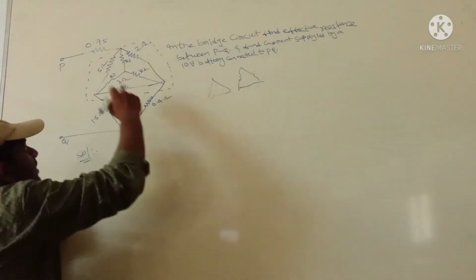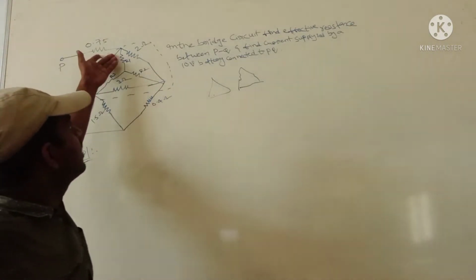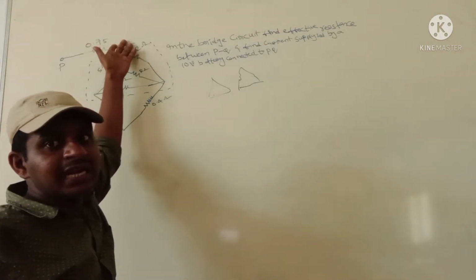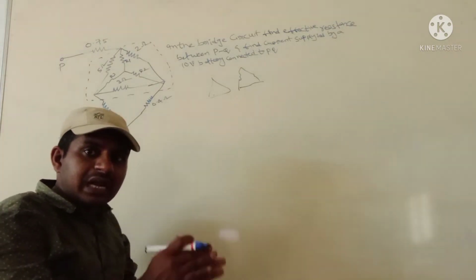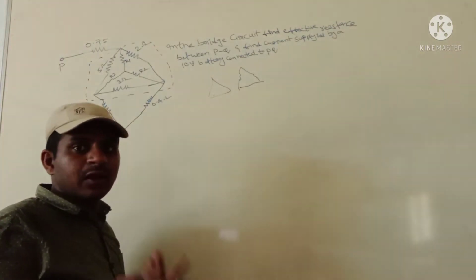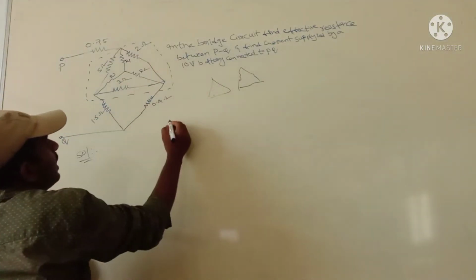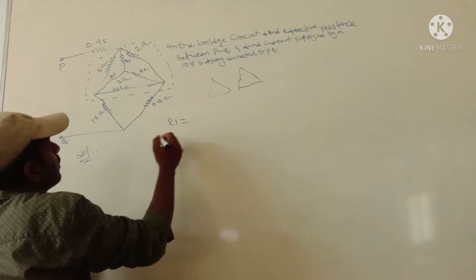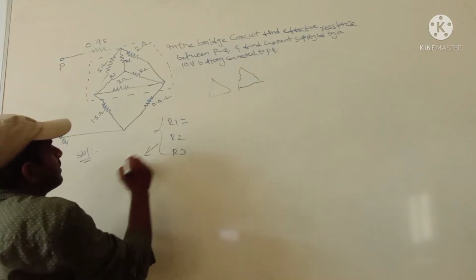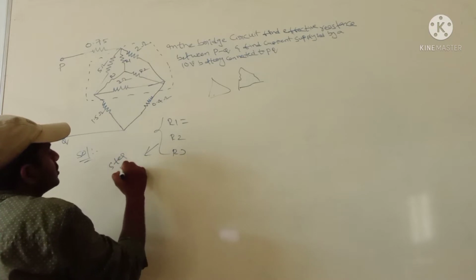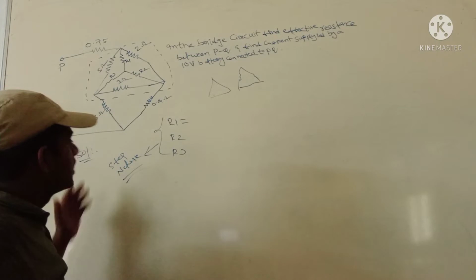Here, how can we find the R1 resistance? We are converting the delta network into a star conversion, then only can you easily find the solution. R1, R2 and R3 are all the resistances of the star network.